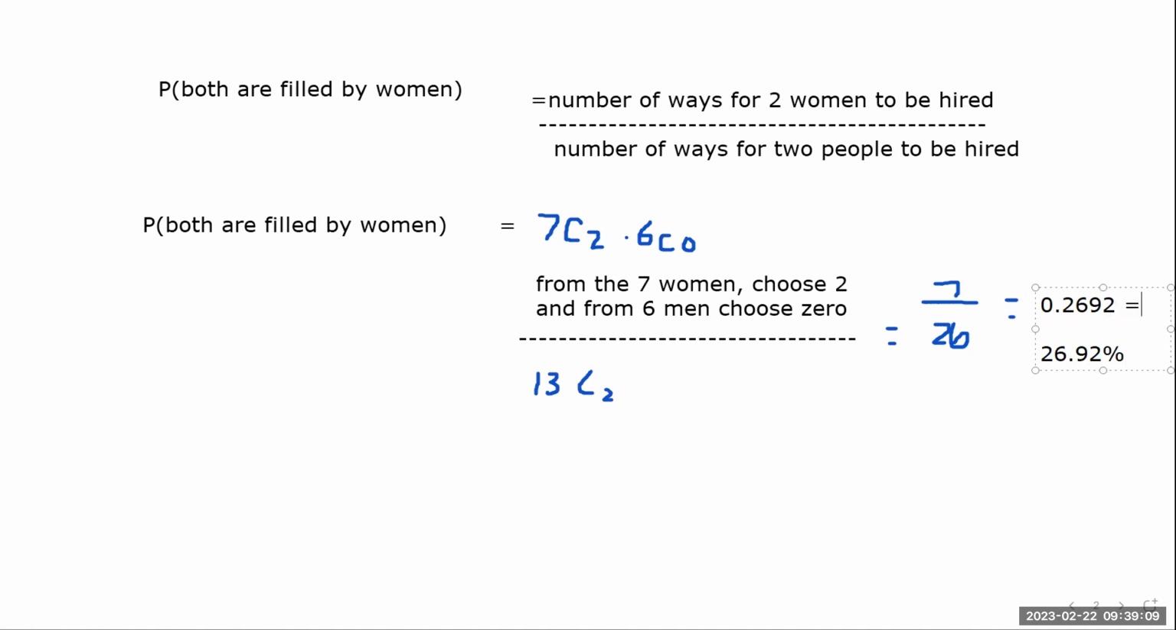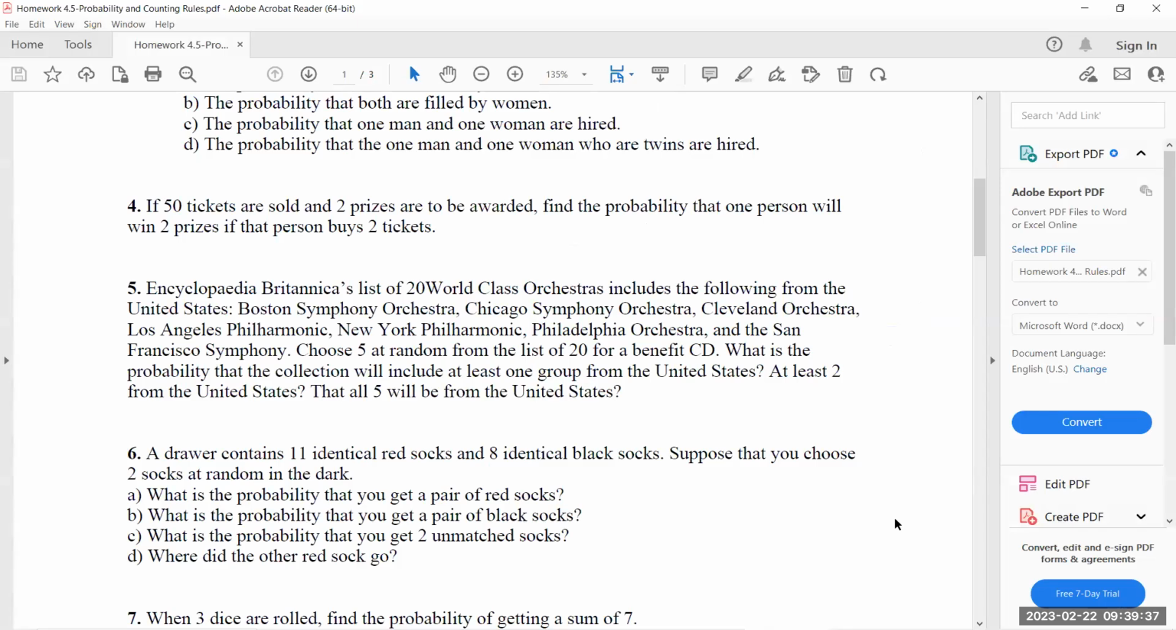Okay, let's take a look at part C of the question. I'm going to continue on here. Let's go back and share the screen. So here we have the probability that 1 man and 1 woman are hired. 1 man and 1 woman, part C.